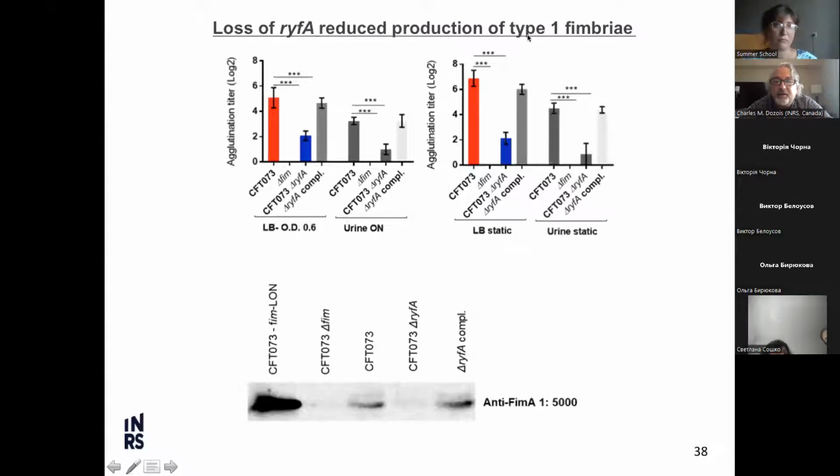We were looking at the importance of RIF-A for type 1 fimbriae initially, and we showed there are lots of effects on stress. And here as well, we can see there's a drop in the agglutination titer, whether it's in medium or urine overnight, an important drop also in static medium, which favors type 1 fimbrial production, and also in urine, again a very strong and important drop. Western blot as well shows a significant and important drop in the level of production of this fimbriae.